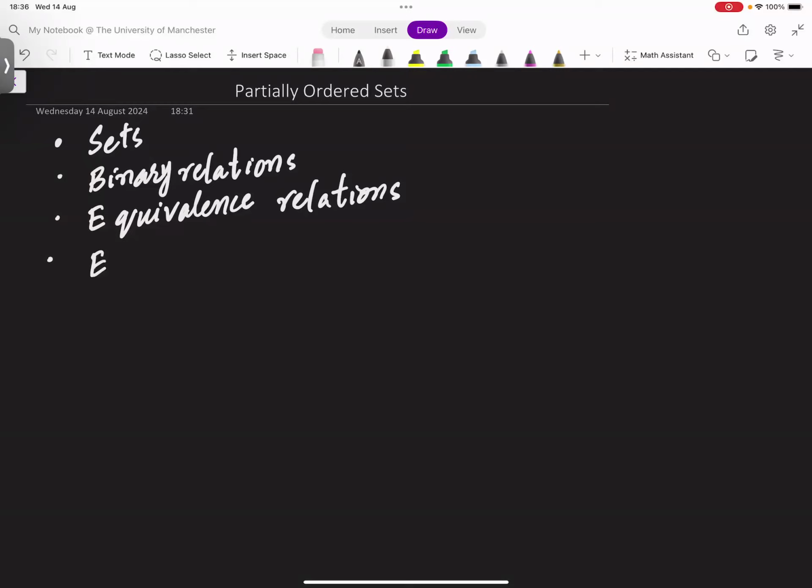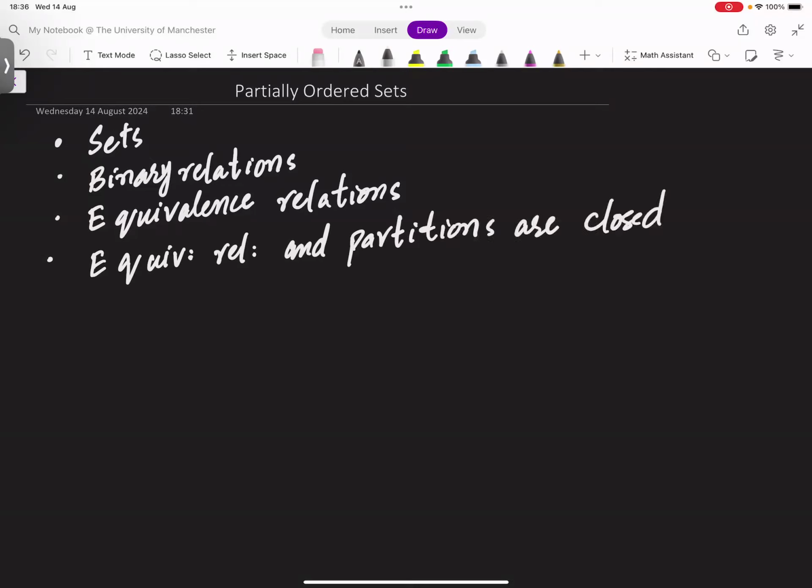So equivalence relations and partitions are closely related.